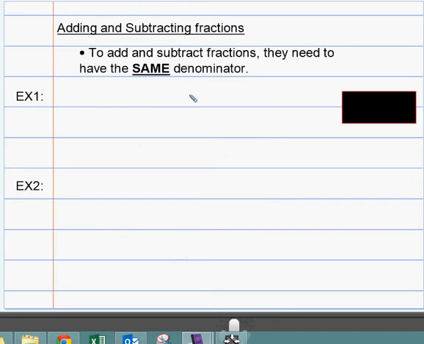Okay, what if we add and subtract fractions? To add and subtract fractions, they need to have the same denominator. Okay, so let's do a couple examples here. We're going to do one example where we have the fraction 1/8 and we're going to add to it 5/8. Okay, and that's going to equal something. But first I want to make sure that you understand that those denominators are the same. Then I can add. Okay, when you add, you only add the numerators.